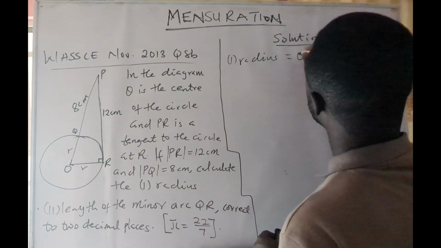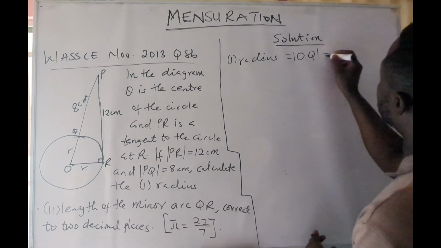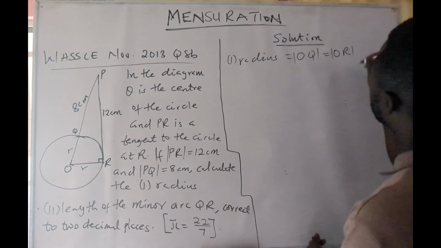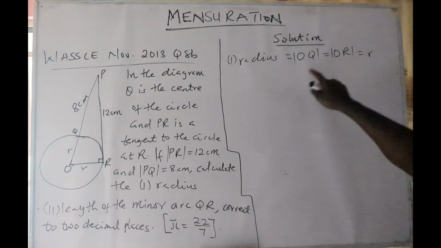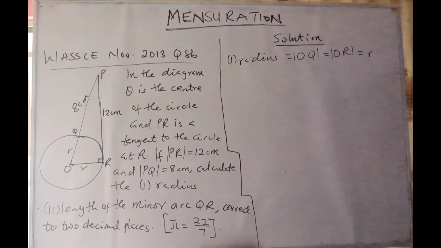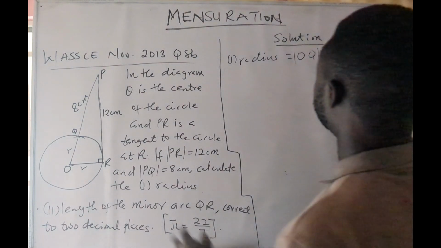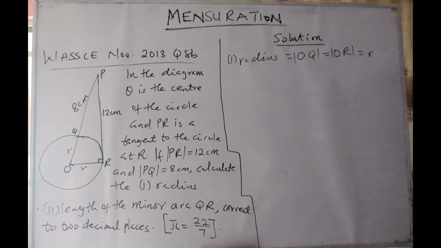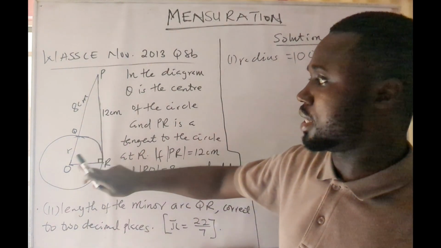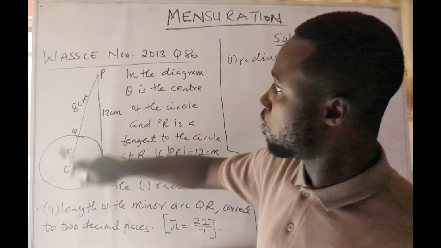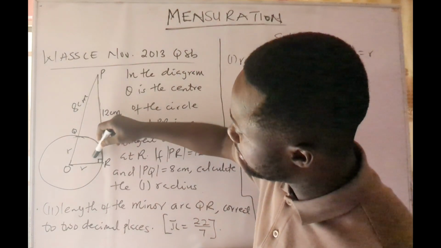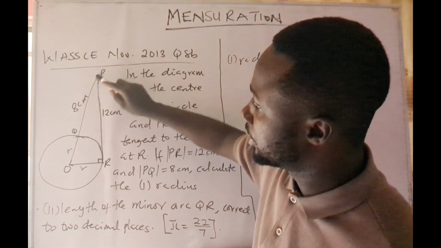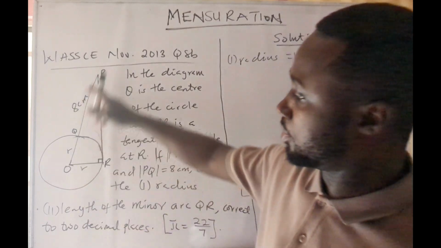The radius is OQ, it is also OR, and we say the radius is small r. So OQ and OR are the same. If we see the diagram critically, with the radius OQ and OR, and here is 90 degrees, then this is a right-angled triangle. OPR is a right-angled triangle, where the side opposite 90 degrees is OP. This side becomes the hypotenuse, and we have the other two sides.